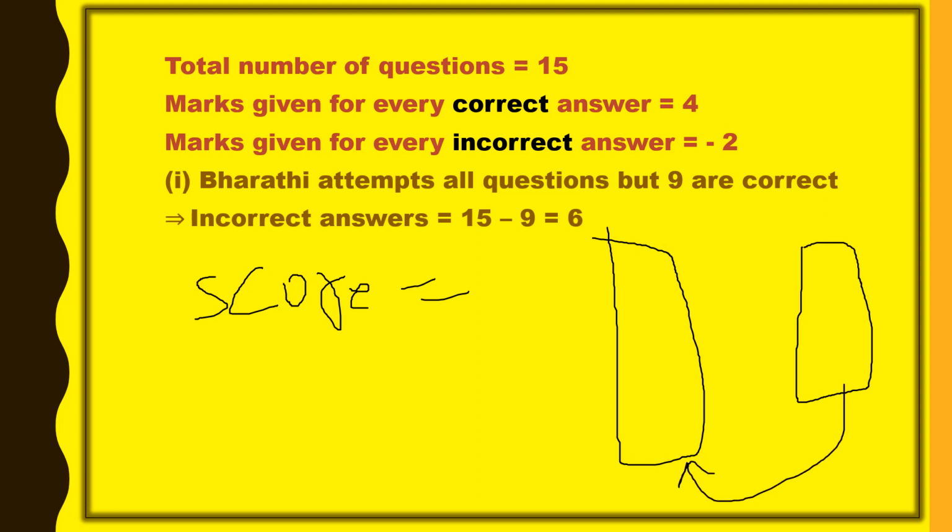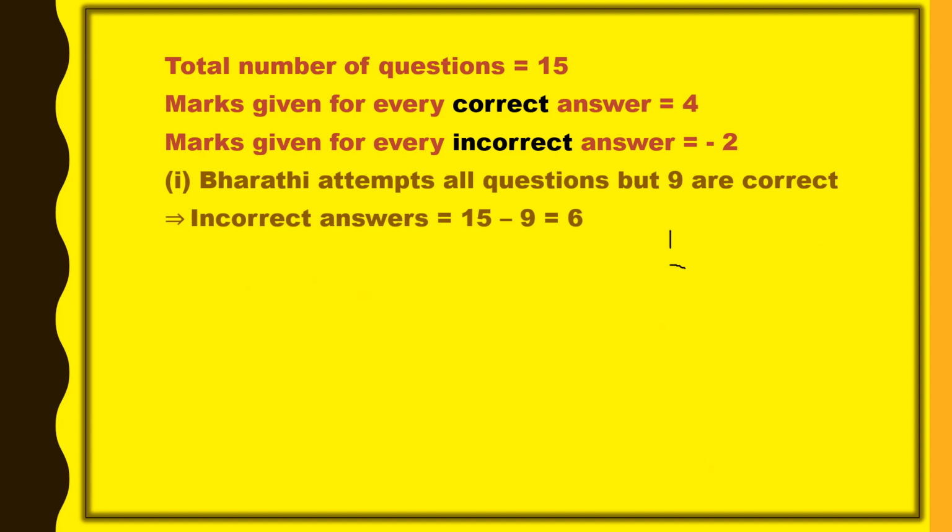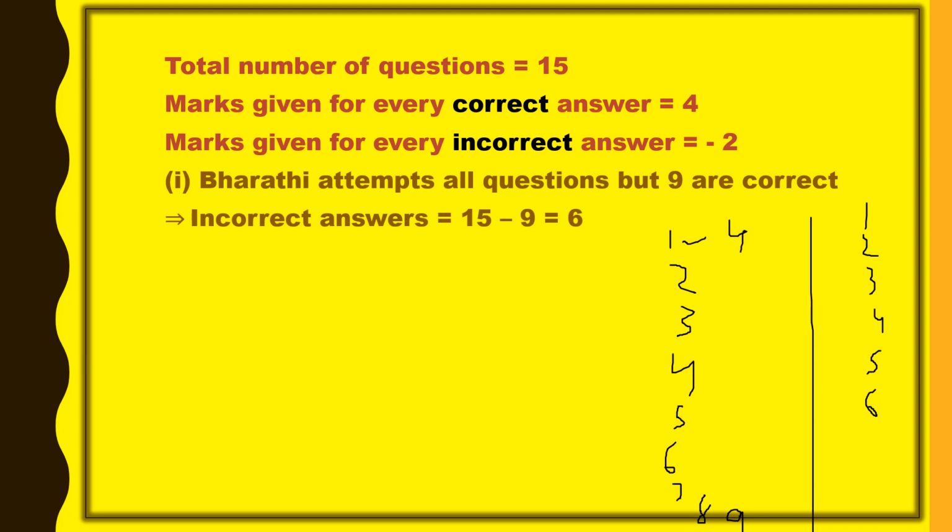So here she wrote 9 correct answers, right? Let me take it like this: 1, 2, 3, 4, 5, 6, 7, 8, 9. She wrote 9 correct answers and 6 questions she wrote wrong: 1, 2, 3, 4, 5, 6. She wrote 6 wrong answers. Now I corrected like this and I put 4 marks here.